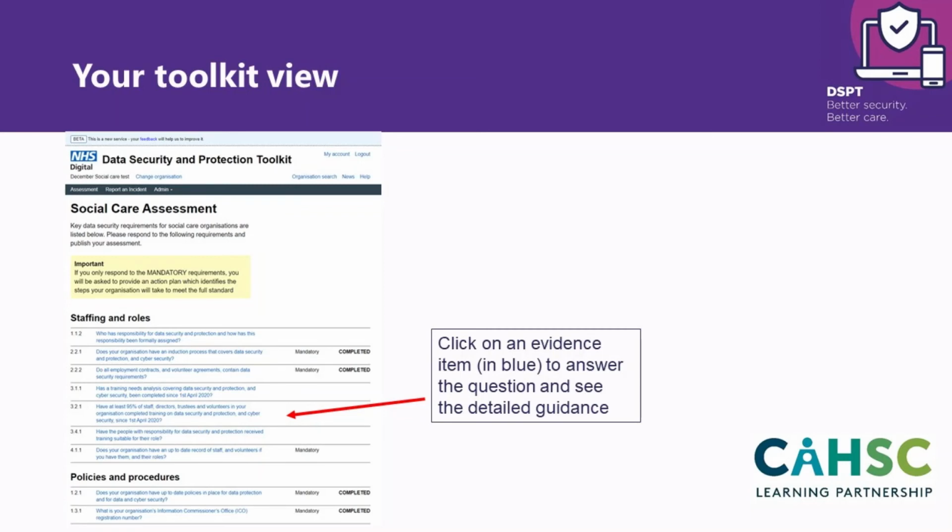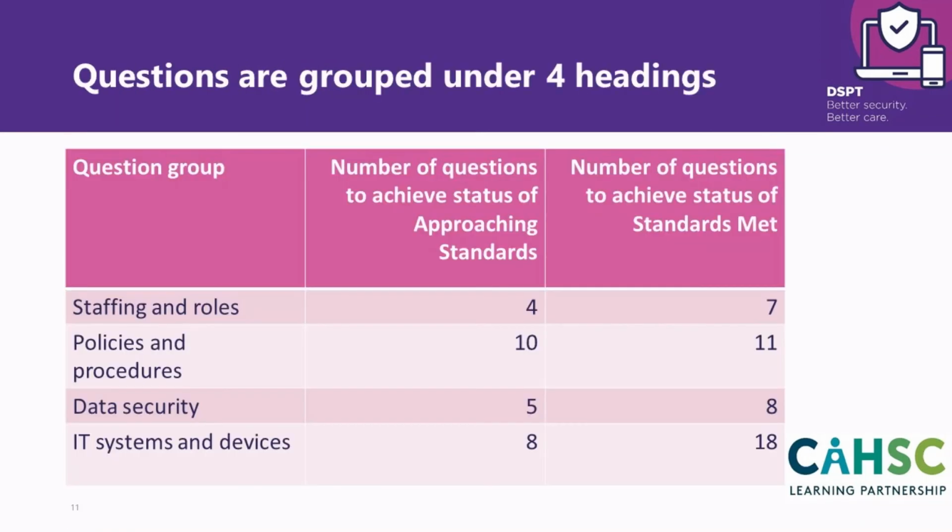So the questions on the toolkit are grouped under 4 headings. You've got staffing and roles, and this is having a named person responsible for this area and making sure your induction and ongoing training covers data and security and protection for your staff. You have policies and procedures. So this is being registered with the ICO, as I mentioned, having data protection policies in place, having a records retention schedule and privacy notice, and following good practice around destruction of records and computer equipment.